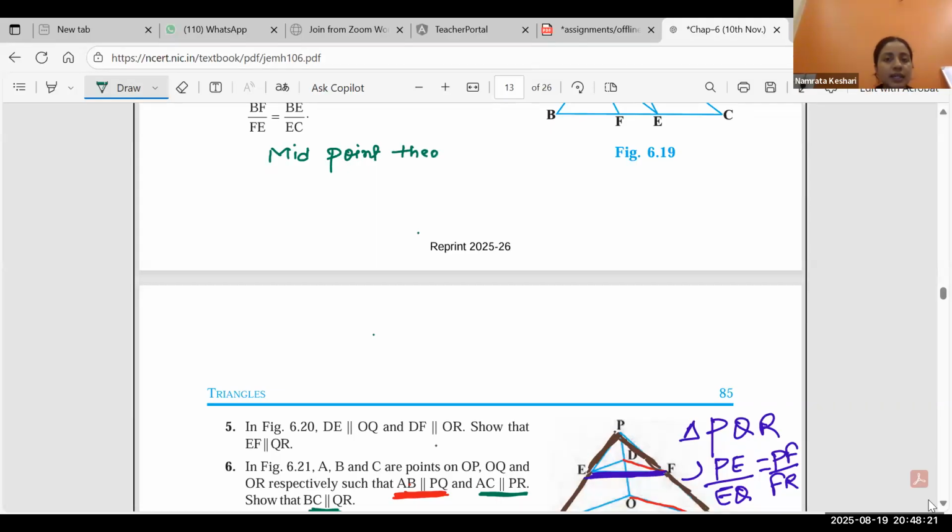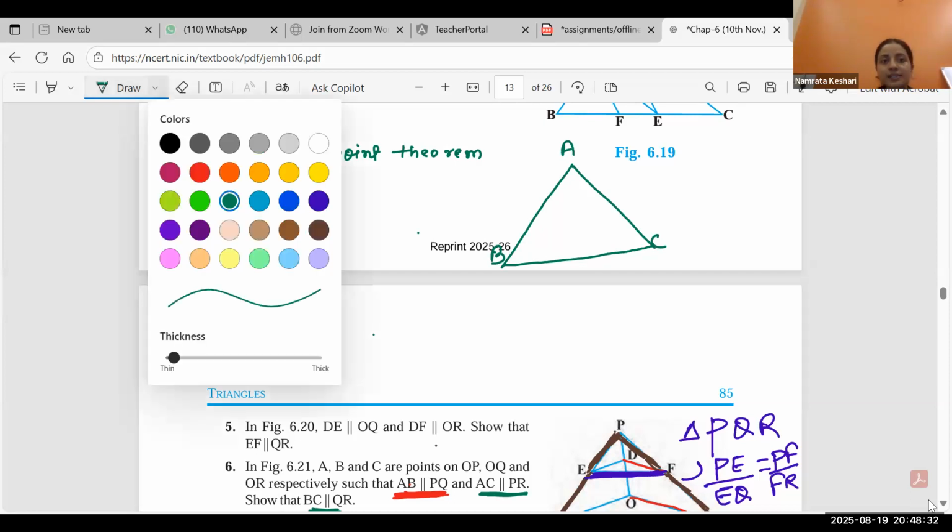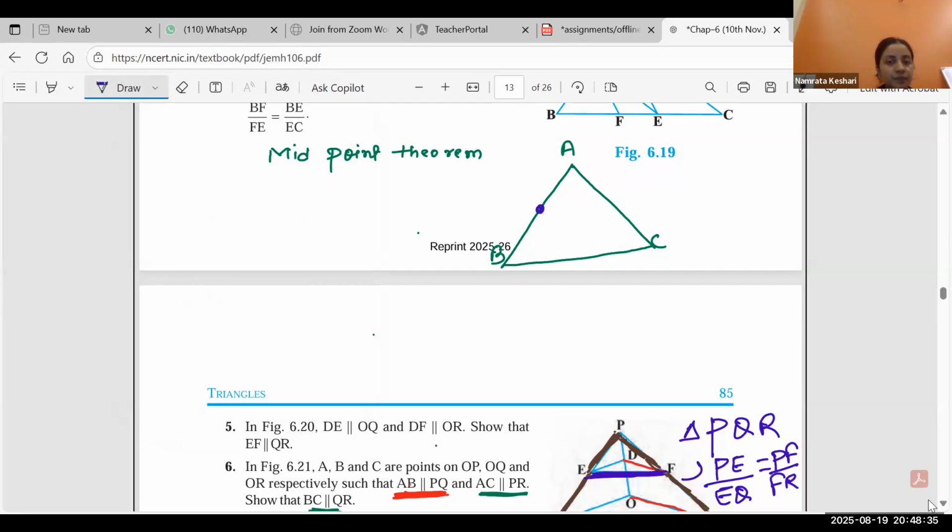You must have learned in class 9 that if we have a triangle ABC, and we know the midpoint of AB and the midpoint of AC, just a random triangle ABC where we know the midpoint of one side and the midpoint of another side, and we join them, this line MN will be parallel to the third side and it will be half the length of the third side.